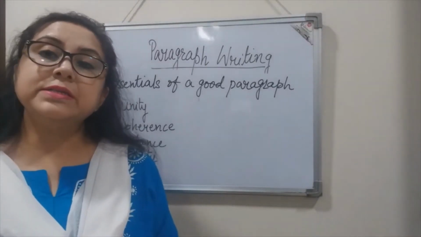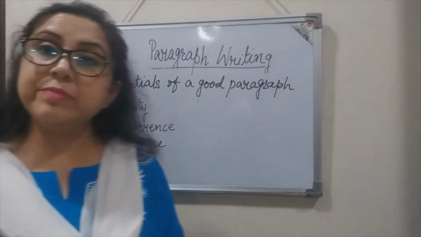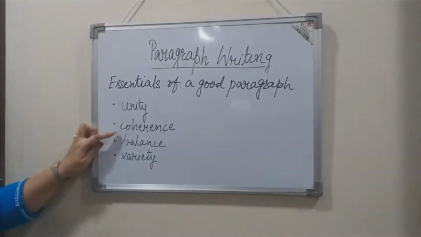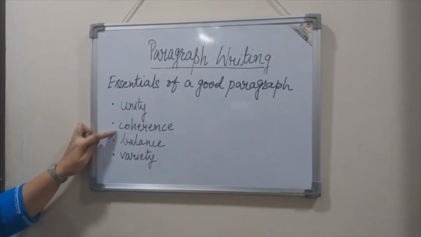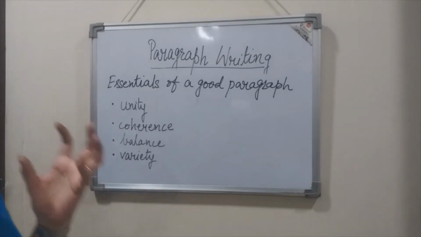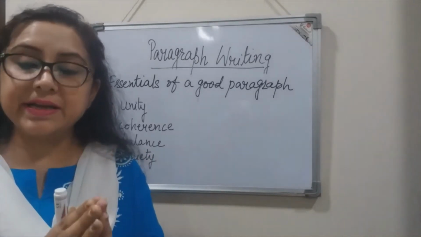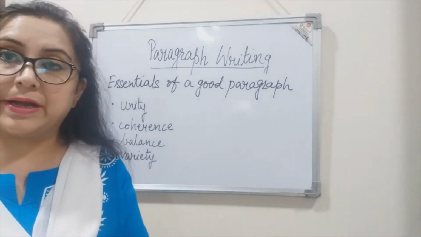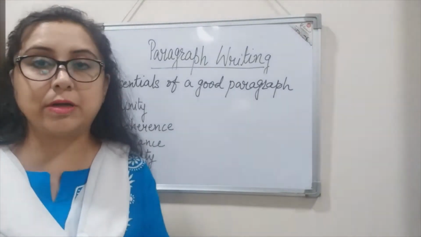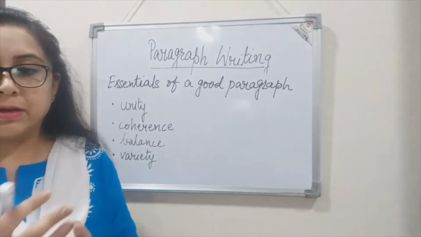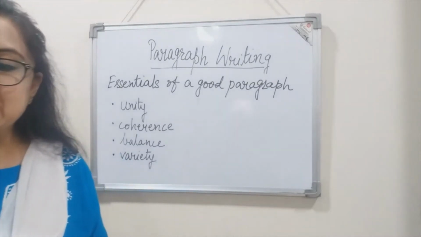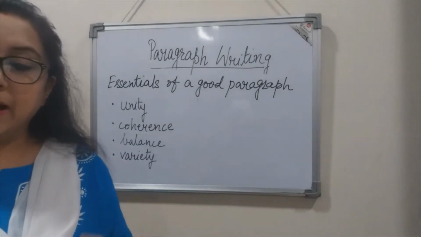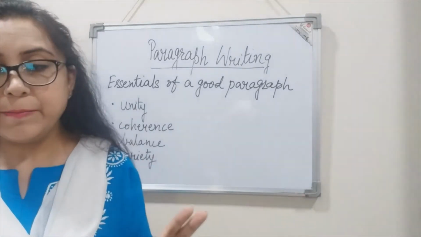The next point is coherence. Now what do we mean by coherence? So coherence means events should be described in their order of occurrence and they must be linked to the main topic, right? Whichever idea is being presented in the paragraph, the events should be described in an order and it should be linked to the main topic.